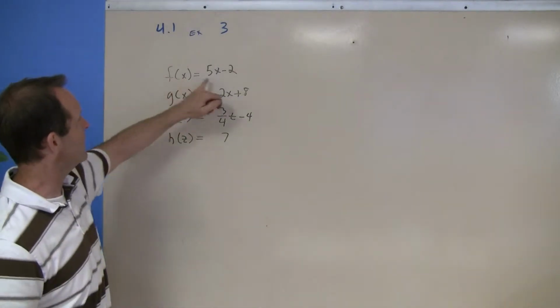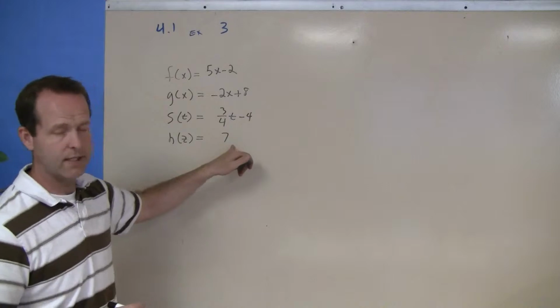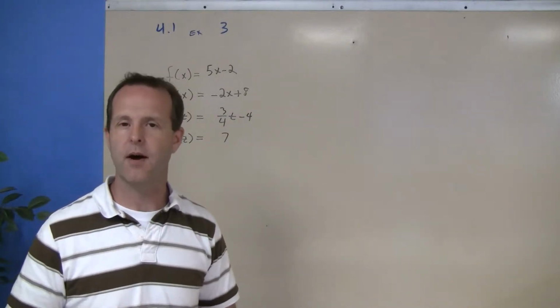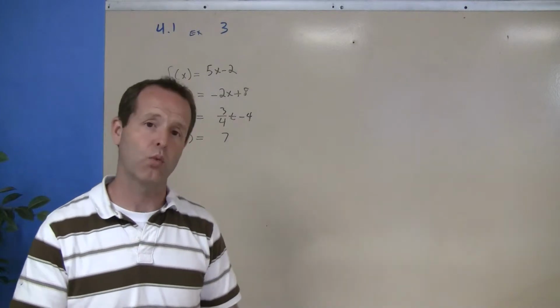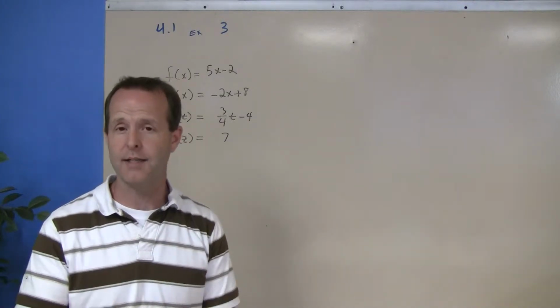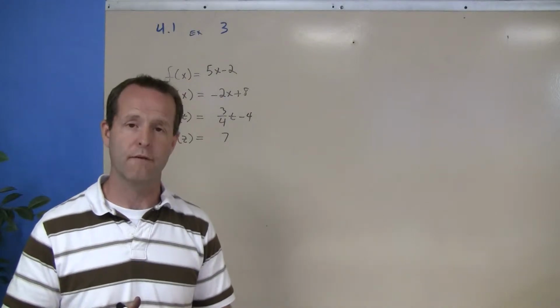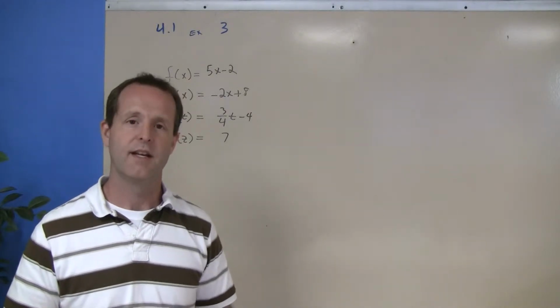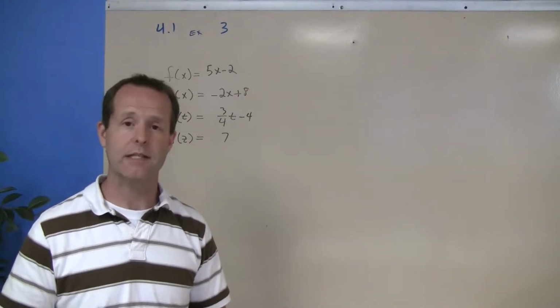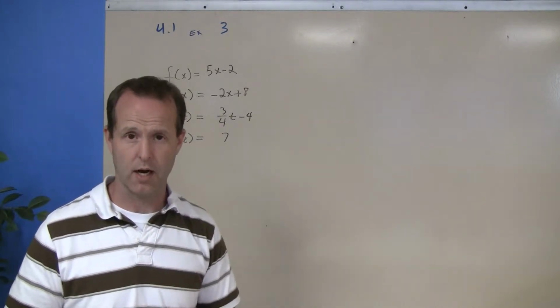The first one, f of x equals 5x minus 2. Well, since these are all linear, I can tell if they're increasing if I know something about the slope, its pattern, its rise over run. If the slope is positive, then I know that the function is increasing. If the slope is negative, then the function is decreasing. And if the slope is just 0, it's a constant.